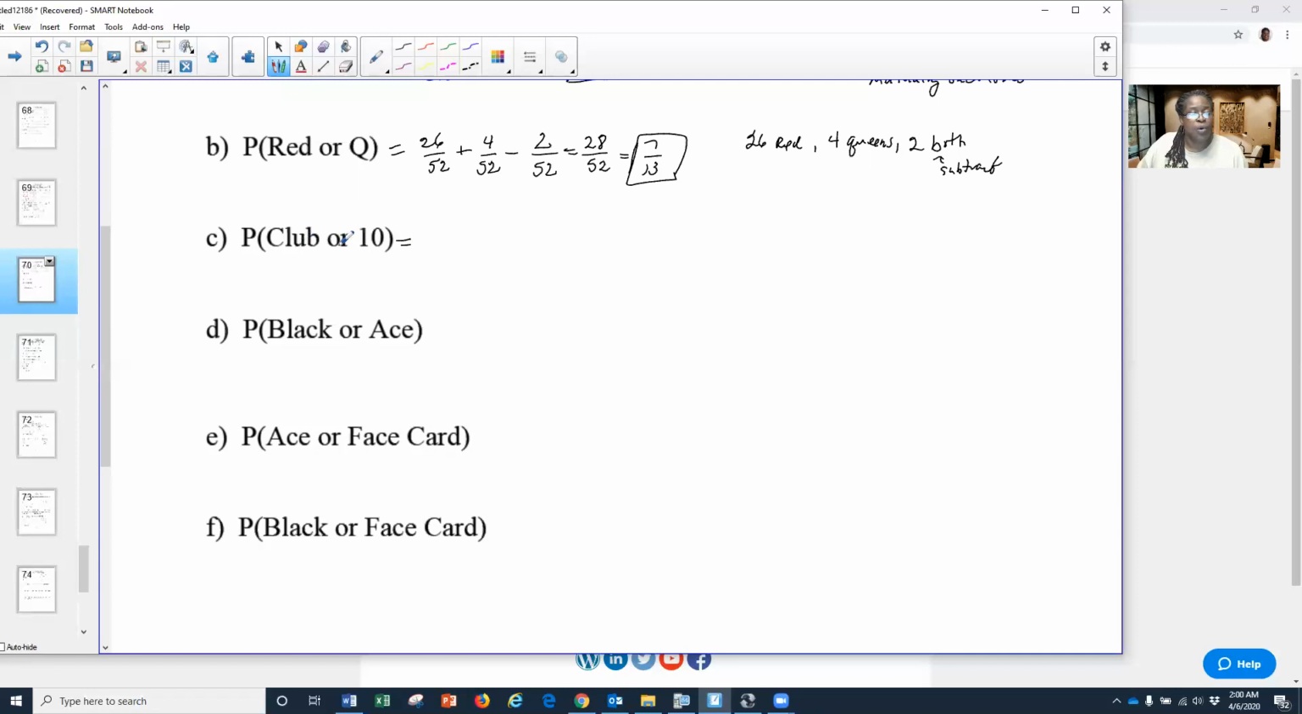A club or a 10. So how many clubs do we have? We have 13 out of 52. I'm going to go ahead and write it all as 1 now. Then how many 10s do we have? We have 4 10s. Now, do we have a card that could be a club and a 10 at the same time? Yes, we only have 1 of them.